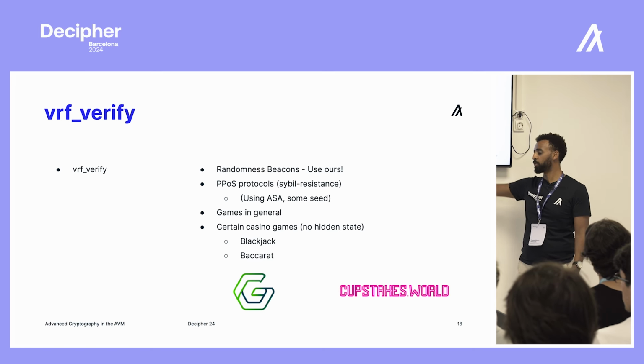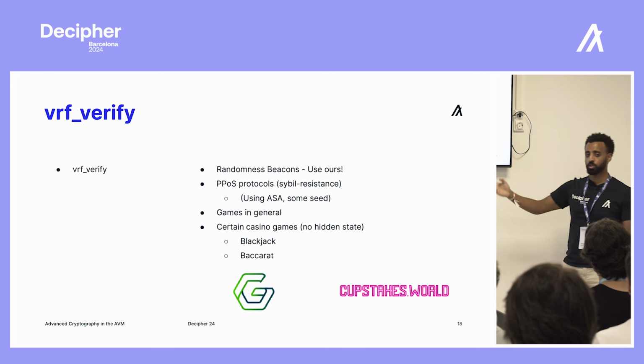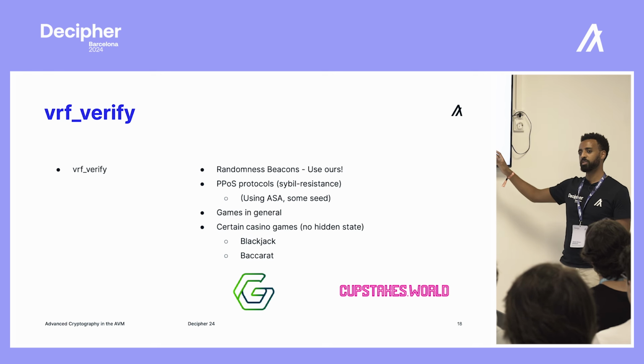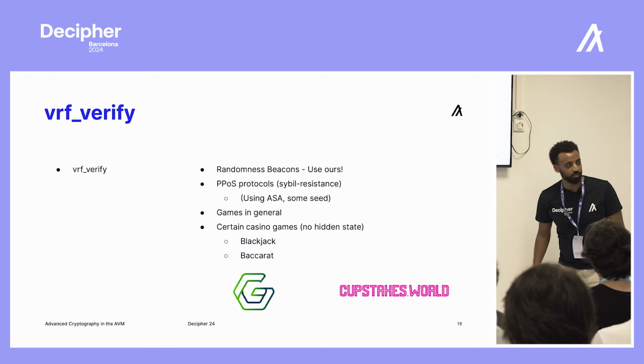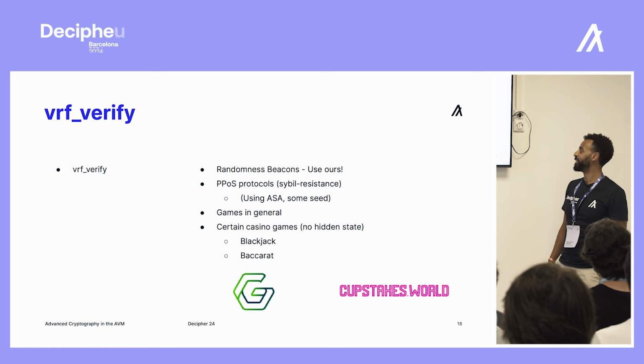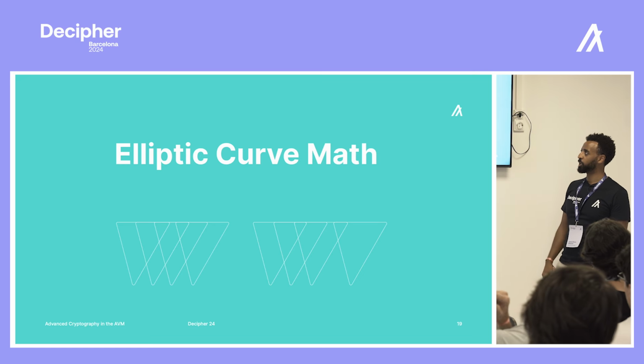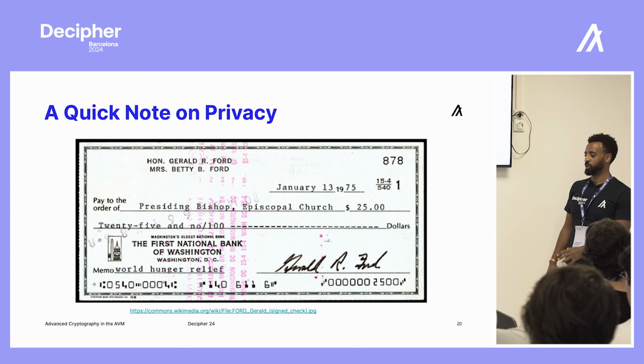Companies building on Algorand include Gora, who are using this for their oracle network, and Cupstakes World, who did a lottery using VRFs. So moving on, we come to easy math. Just a quick note on privacy.